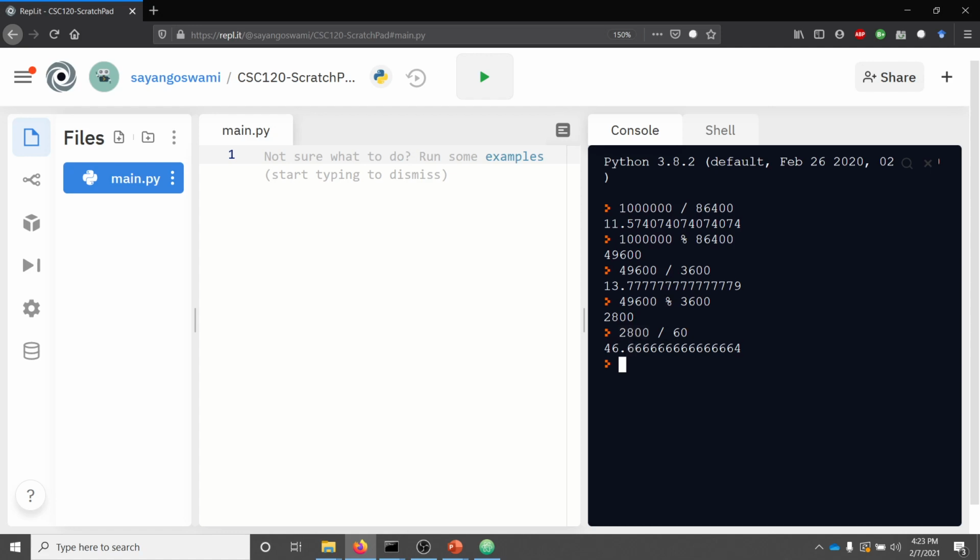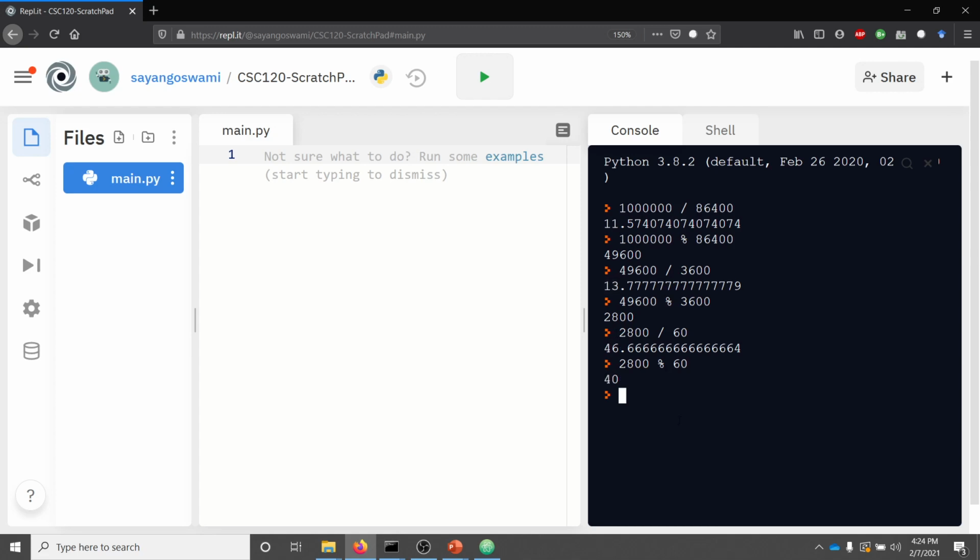Now that change would be seconds, right? Because after minutes we just have seconds. And how do you find that? 2,800 modulo 60, and that will give us 40, right? So the entire thing is this: we have 1 million seconds, which actually is equivalent to 11 days, 13 hours, 46 minutes, and 40 seconds.